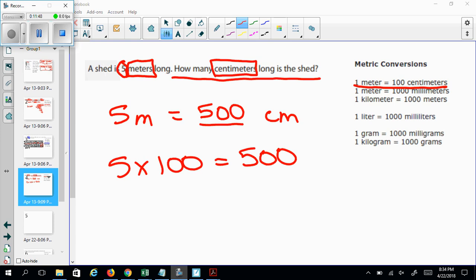All right, so here is your answer. If the shed is 5 meters long, we're wanting to know how many centimeters long the shed is. You have to take 1 meter and 100 centimeters because that's how much it equals. So you need to do 5 meters times 100 centimeters, which equals 500 centimeters.